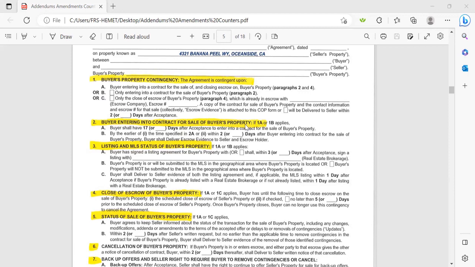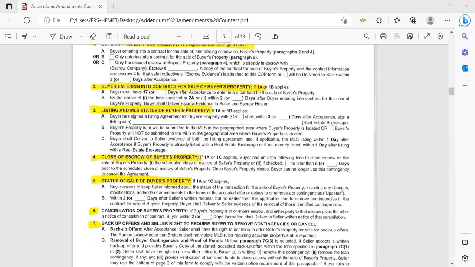So anyway, this identifies it a little further. This says buyer shall have 17 days after acceptance to enter into a contract. All right, so if I check this one here that says entering into a contract, or if I leave this blank, and entering into a contract, the sale of and close on, if you see that this refers up to 1A and 1B, so it's either this one or this one, the buyer shall have 17 days to enter into a contract. And if it's earlier, that's good, but 17 days is the maximum.